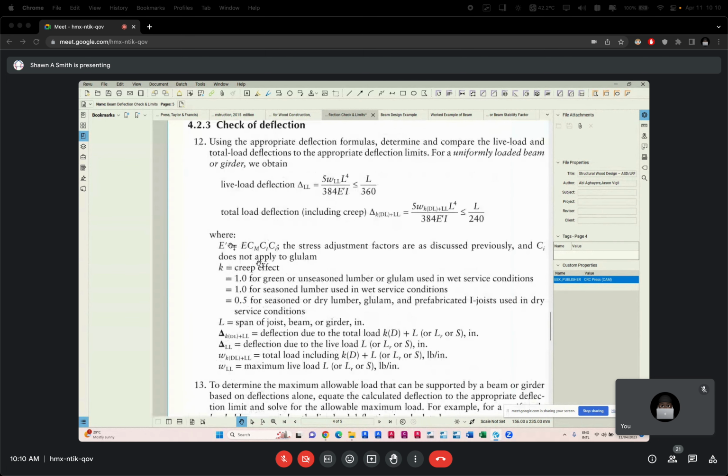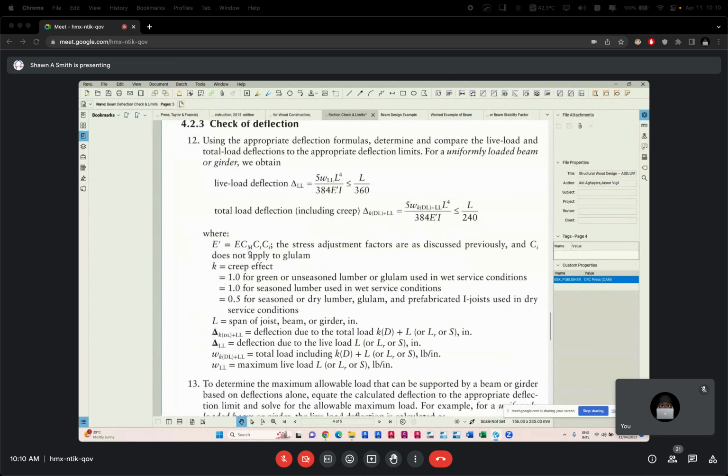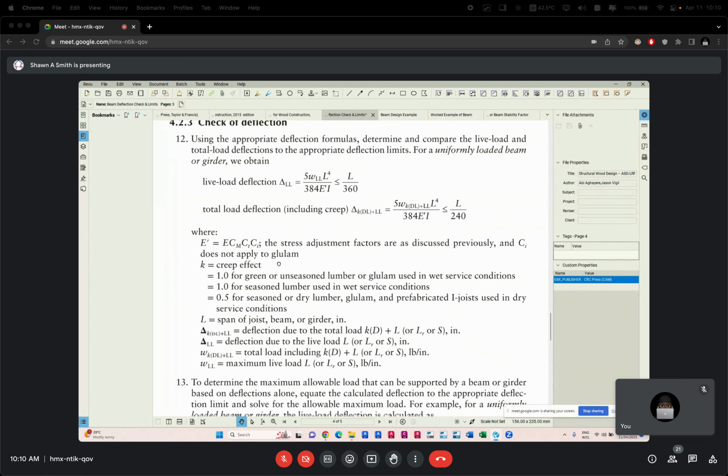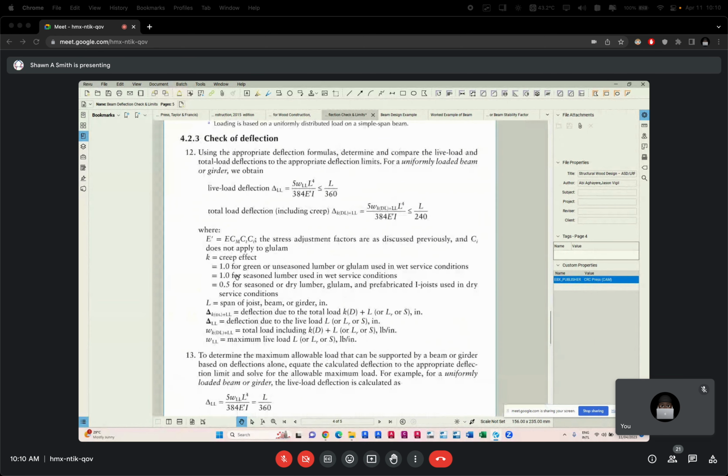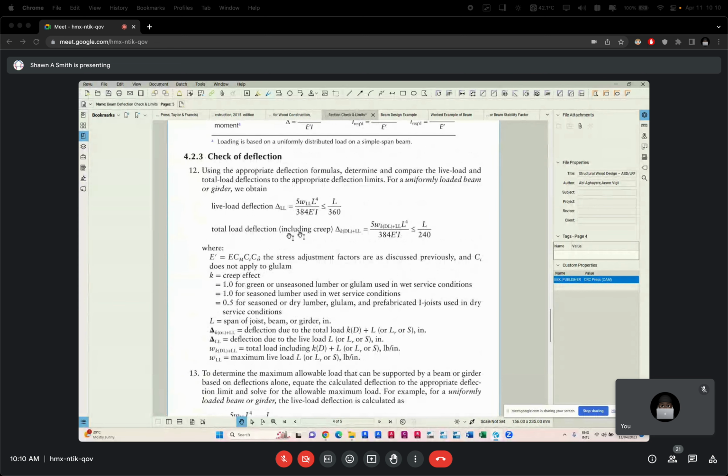Where E prime, modulus of elasticity, is the E you take from the table times the Cm, right, times Ct times Ci, and we all know what these are, right? And the stress adjustment factors are discussed previously. And it says there's a value K which applies to them, and that K is a creep effect. Because it did say including creep.